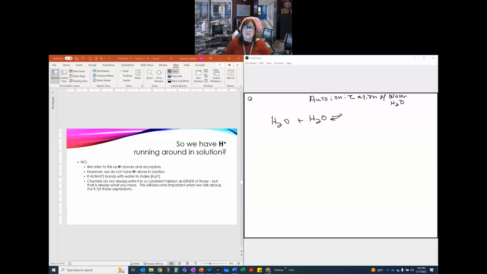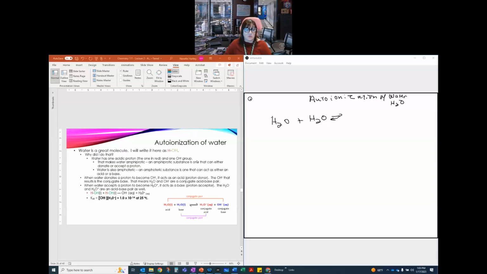Hey guys, welcome back. Let's talk about the autoionization of water, because that's the next thing in our list that we want to talk about. The autoionization of water implies that we're making ions out of water and that it's done by water itself. So water can do this on its own.